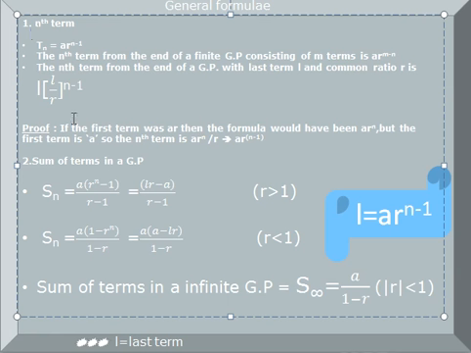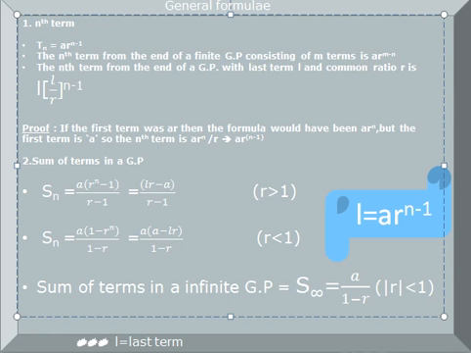Now what's the proof? If the first term was ar, then the formula would have been ar to the power of n for the nth term, because every time we keep multiplying with r. But the first term is a, so the power of the nth term will decrease by 1. So ar to the power of n divided by r is nothing but ar to the power of n minus 1. That is one of the exponential laws.